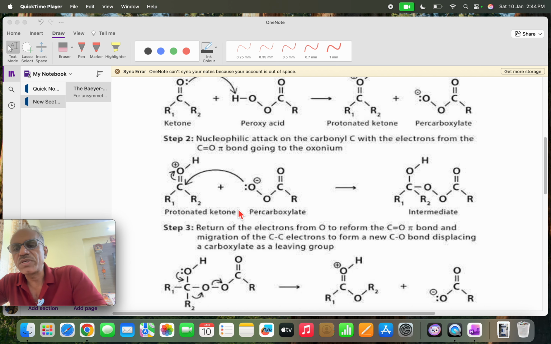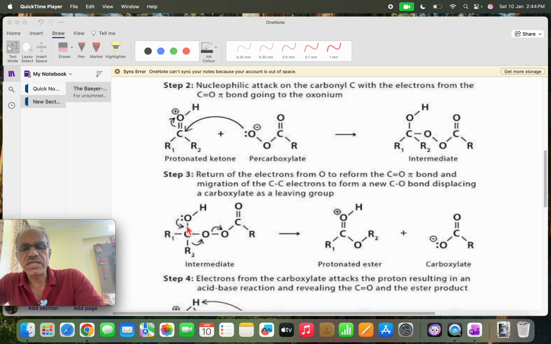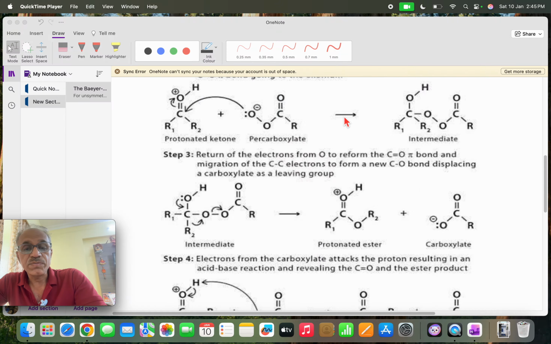Now the third step happens to be a rearrangement reaction. A lone pair of electrons forms a bond, due to which there is a shifting of this particular R2 from here, and this is a very good leaving group, which departs to form a carboxylate ion. Here there is a rearrangement. The rate of the reaction depends more on this particular R2, which I'll show you in the later topics.